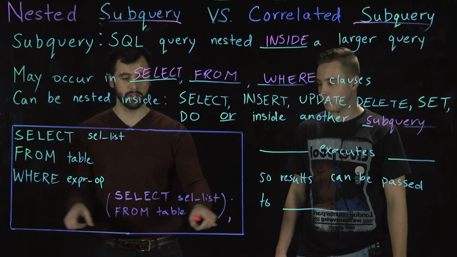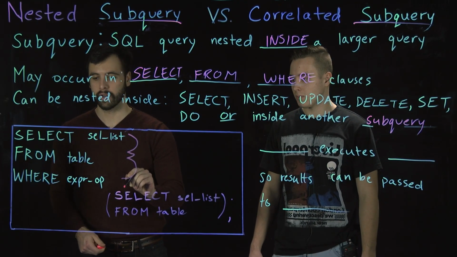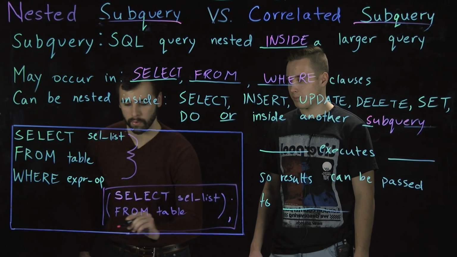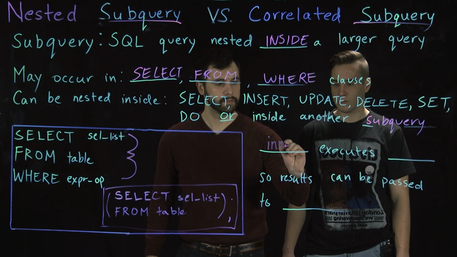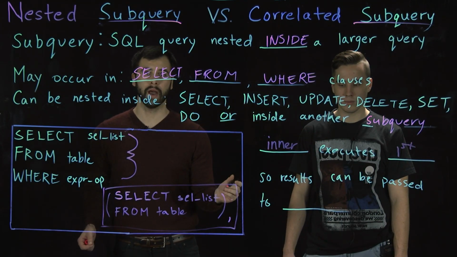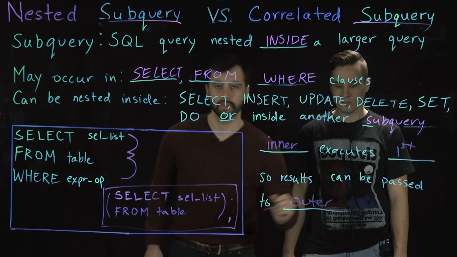This is the basic structure of a subquery. This is the outer query or the statement, and this is the inner query or inner select. The inner query executes first, so the result can be passed to the outer query or the parent query.